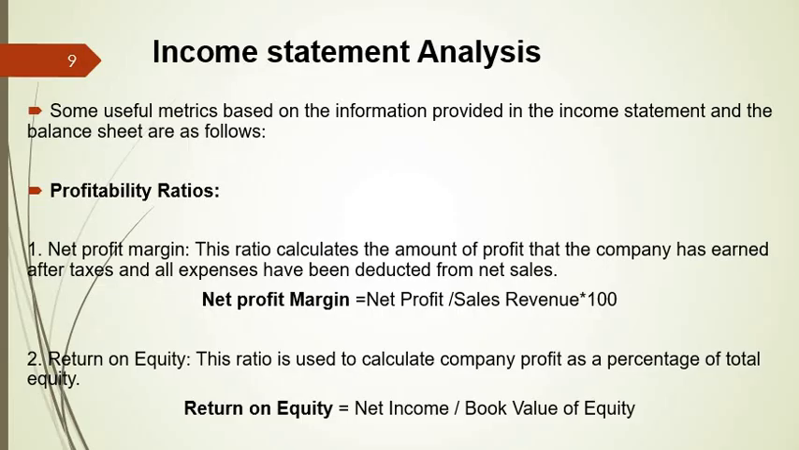And then return on equity. If we divide net income, which is an income statement component, by the book value of the equity, or you may say shareholders' equity, then we get the return on equity ratio. It calculates the company's profit as a percentage of total equity.